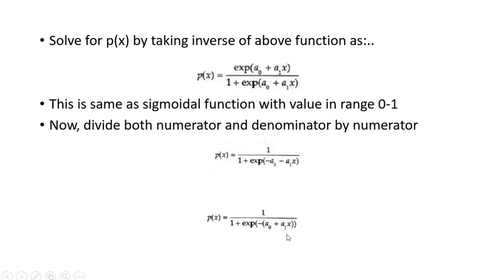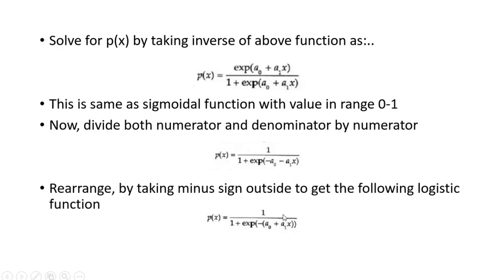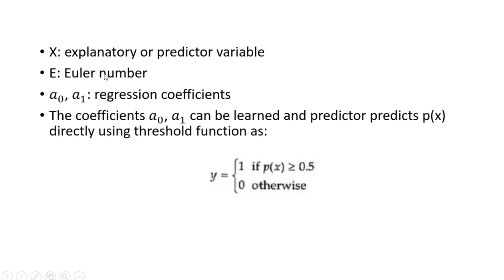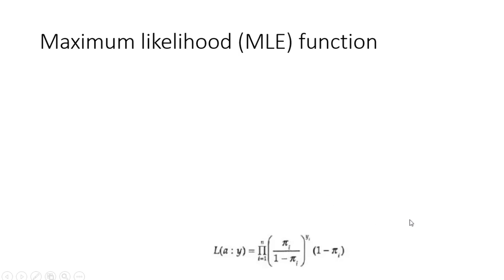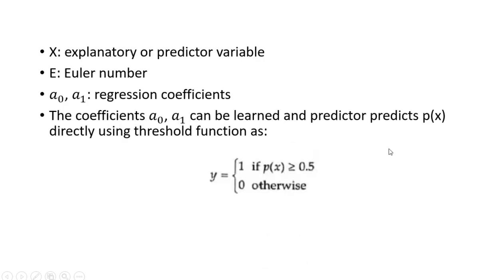So basically here x is nothing but your predictor variable, e is the Euler number, and a are nothing but the regression coefficients. So finally you can say y is 1 if the probability p(x) is greater than or equal to 0.5, y is 0 otherwise. Okay, so this is the final thing. Basically this final equation denotes how we have done the mapping from real values to values in the range of 0 to 1 using the concept of probability.